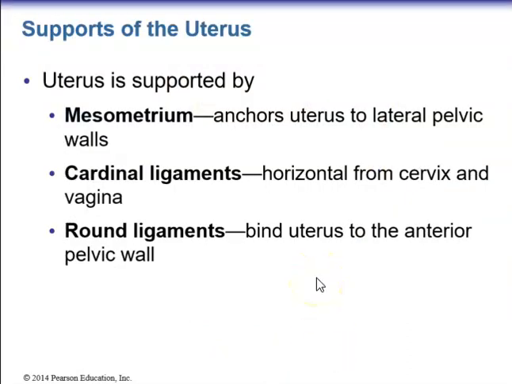So the uterus is supported by the mesometrium. The mesometrium is part of the broad ligament. The broad ligament is a large fold of peritoneum that hangs from the uterus and the uterine tubes like a tent. So the mesometrium helps support the uterus. The cardinal ligaments are horizontal ligaments from the cervix and the vagina, and the round ligaments bind the uterus to the anterior pelvic wall.